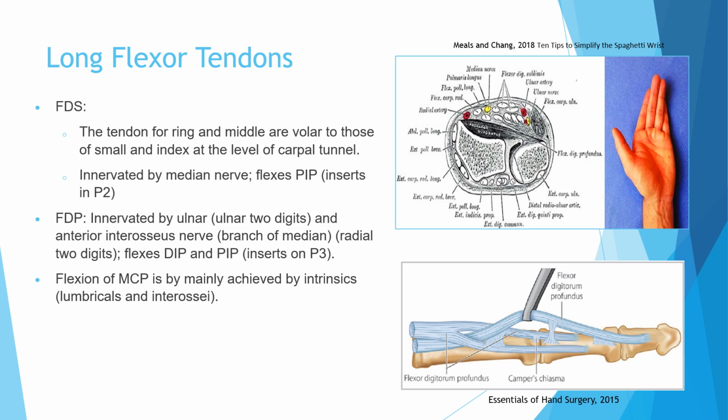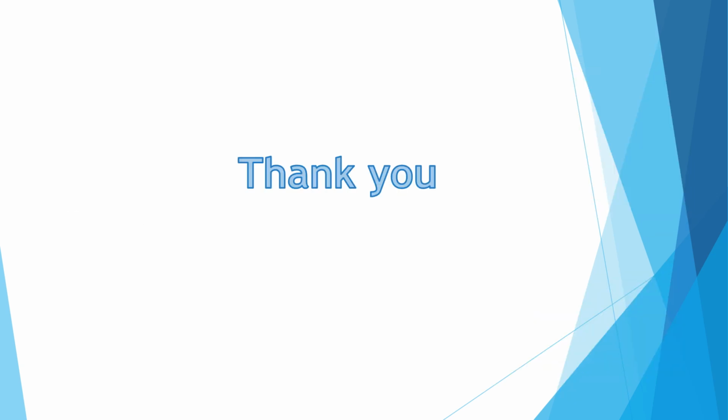For the innervation of the flexor digitorum profundus, the ulnar two digits, the small and the ring, are supplied by the ulnar nerve, and the radial two digits, which are the index and the middle finger, are supplied by the median nerve through the anterior interosseous branch. And remember that the flexion of the metacarpophalangeal joint is mainly by the intrinsics, which are the lumbricals and the interossei. The flexion of the PIP is mainly by the flexor digitorum superficialis, the flexor of the DIP by the flexor digitorum profundus.